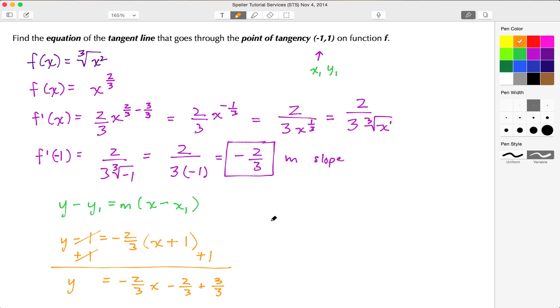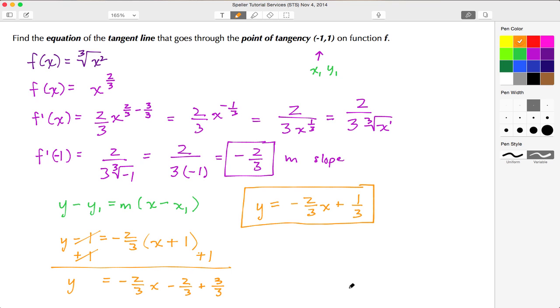At this point, I resolve everything to the right of the equal sign, so I have y is equal to negative 2/3 x, and I have a negative 2/3 plus a 3/3. That resolves down to a positive 1/3. So the equation for the tangent line that goes through the point negative 1, positive 1 for this function is what we see here.